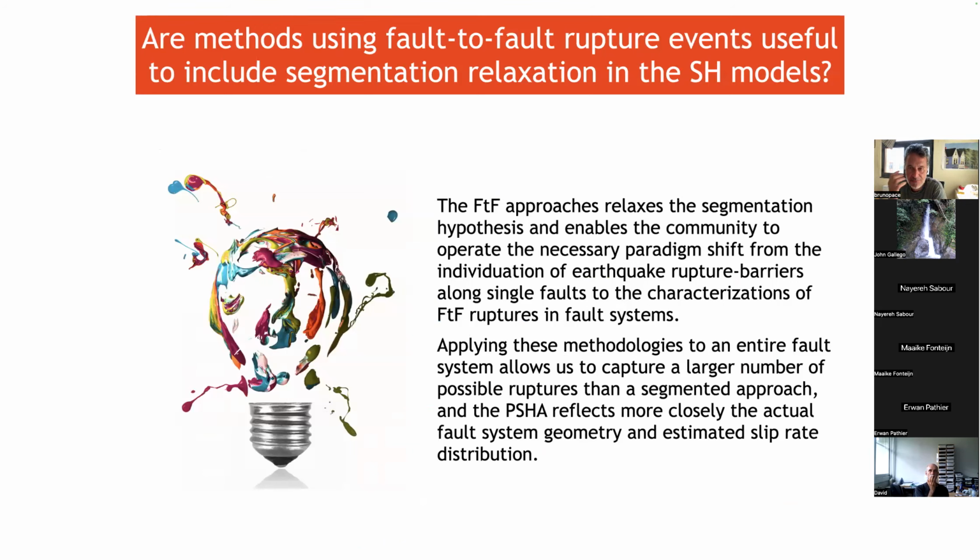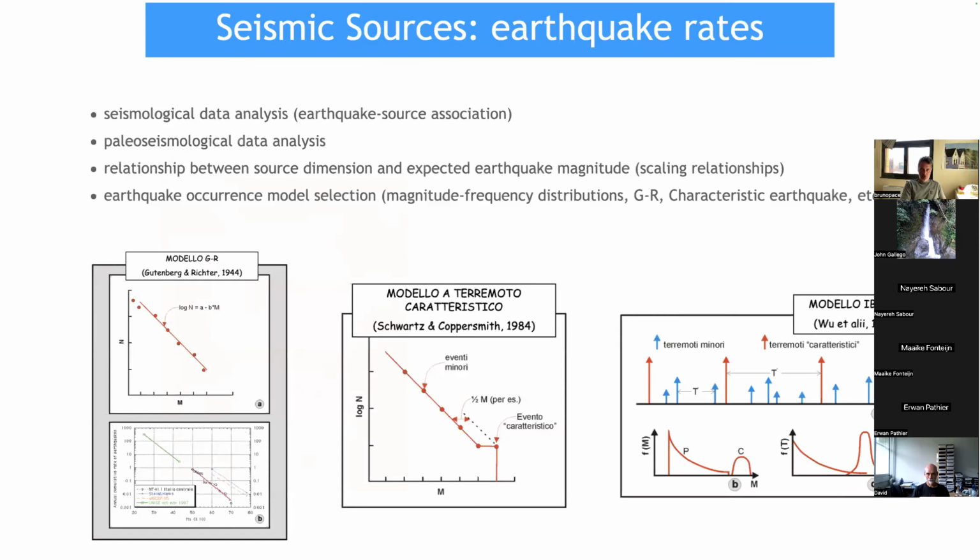So we can say that the models that consider moving away from segmentation enable the community to operate the necessary paradigm shift from the identification of earthquake rupture barriers along single faults to the characterization of fault-to-fault rupture and fault systems. That is a step that we have to do, that we are doing in the last years, and we have to explore also in our project. Applying this methodology to an entire fault system allows us to capture a larger number of possible ruptures than a segmented approach, and the resulting seismic hazard models reflect more closely the actual fault system geometry and the estimated slip rate distribution.